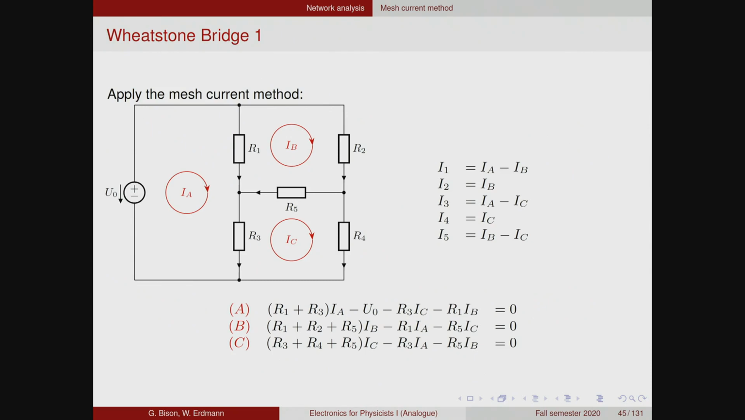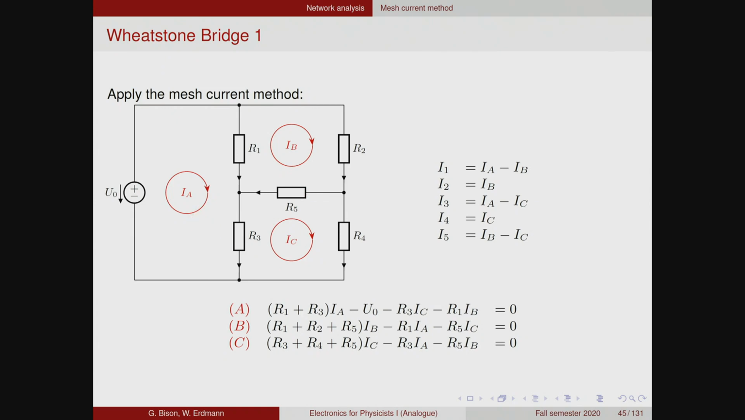Okay, let's do a different example with the mesh current method. And this example is the Wheatstone bridge. So this is a well-known electrical circuit consisting of 5 resistors arranged in this way, and it's called a bridge because there's this resistor bridging the two strands here. And so we have 3 meshes.